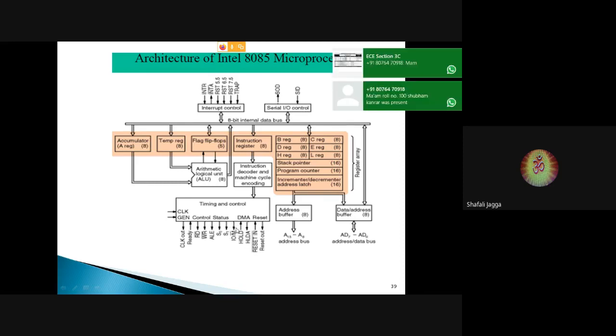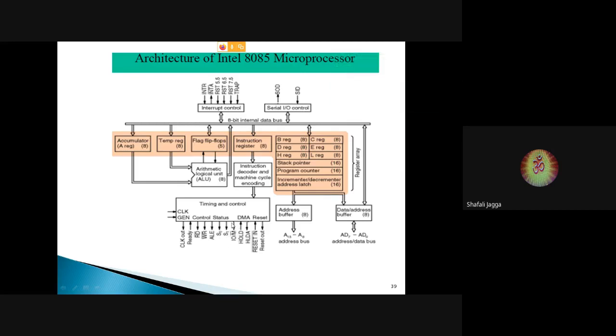And if this signal is generated as 0 by the 8085 microprocessor, it means it will be used for memory related operations. Whenever it has to carry out a memory related operation, the IO/M bar signal must be taken as 0. So depending upon whether it is generating 1 or 0, it will do IO related operation or memory related operation.